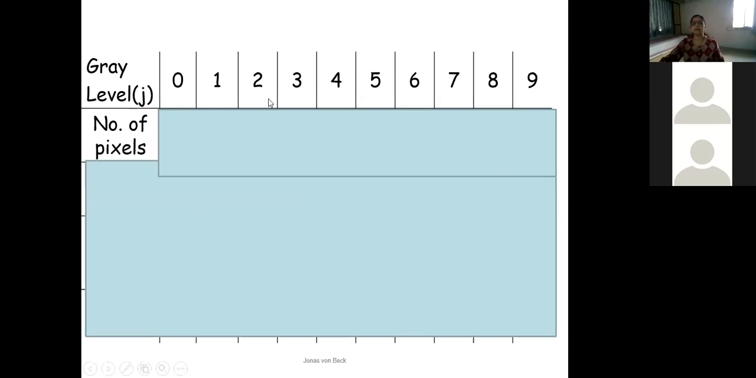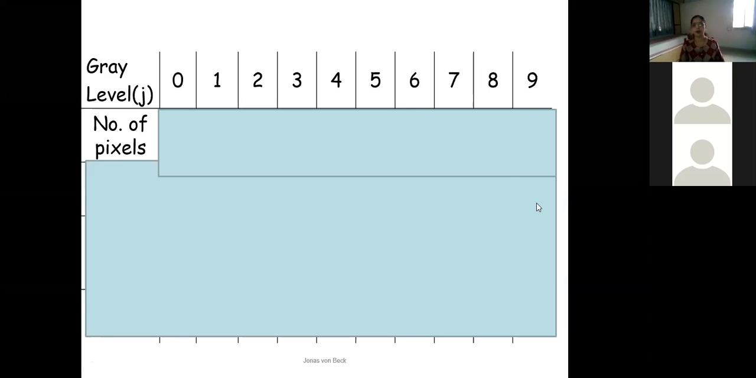So basically determining the histogram means we have to count the number of pixels belonging to each gray level in the image. So in the given image, there are 10 gray levels and we have to determine the number of pixels belonging to each gray level. So I request you to write your answer. So first is 0, for 1 it is 0, for 2 the number of pixels is 6. Similarly, determine the number of pixels for 3, 4, 5, 6, 7, 8 and the last gray value, that is 9.